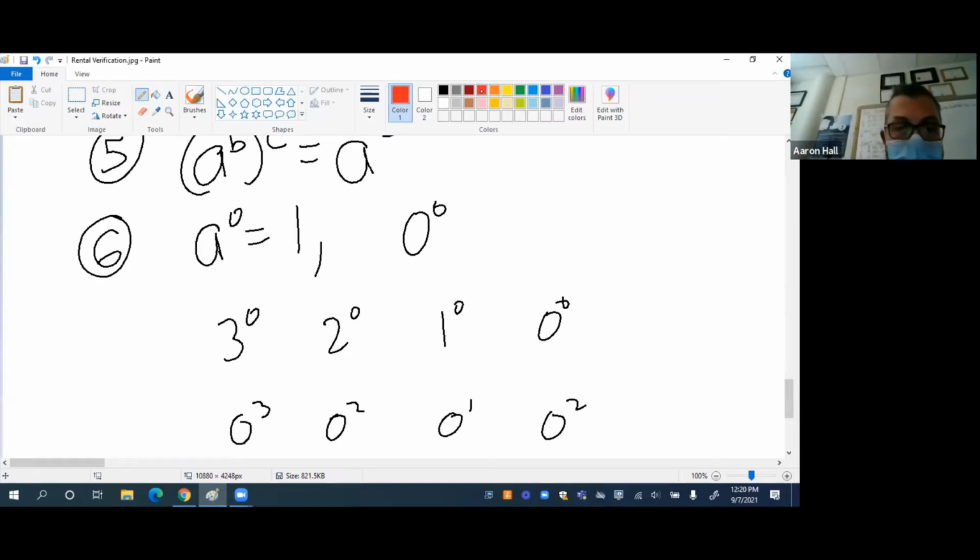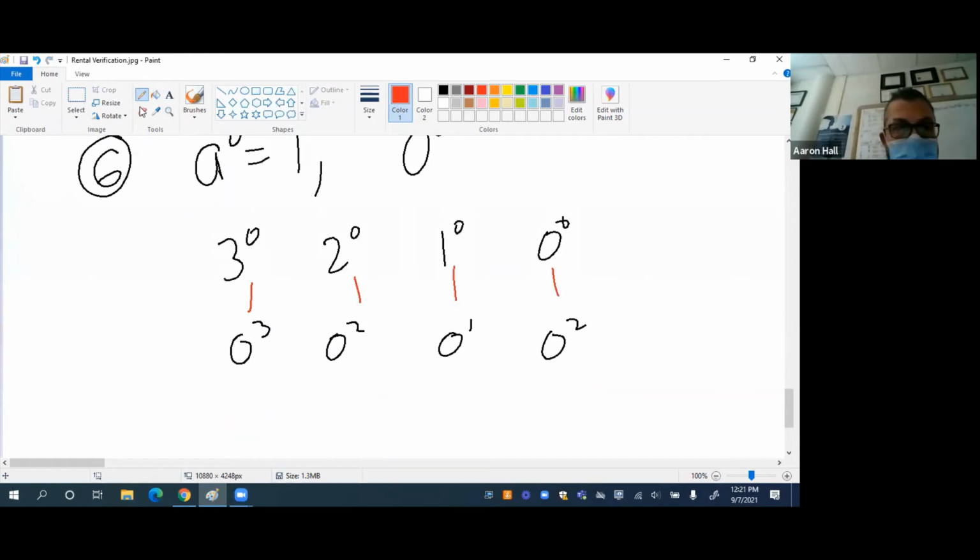Consider these patterns. 3 to the power of 0 is what? It's 1, based upon our law. 2 to the power of 0 is 1. 1 to the power of 0 is 1. If this pattern continues, what should this be? It should be 1.